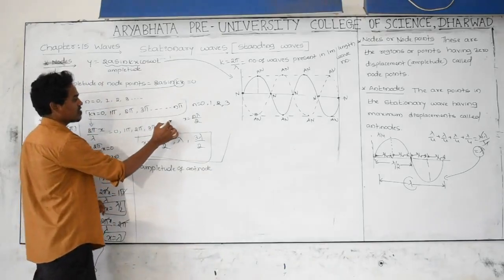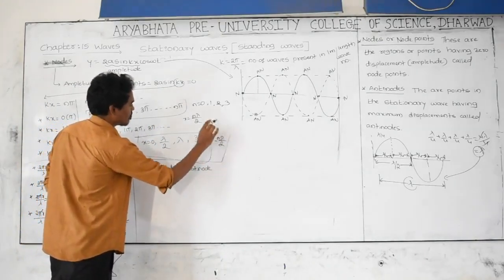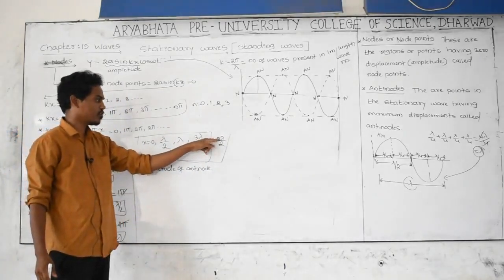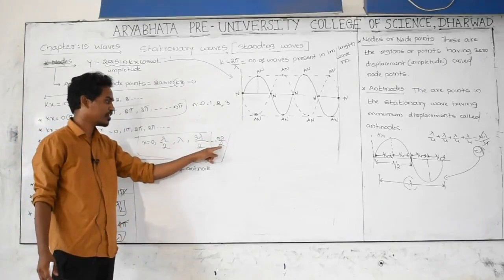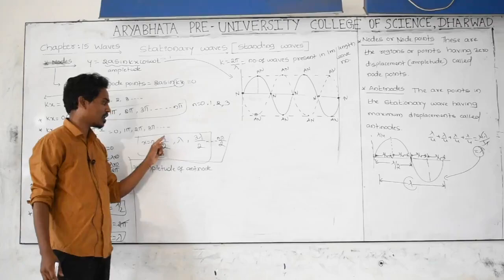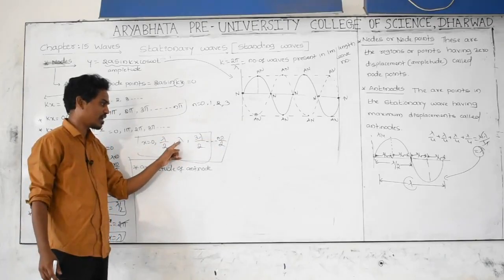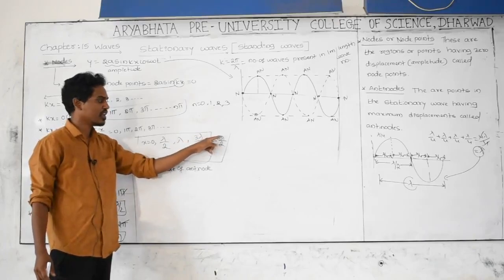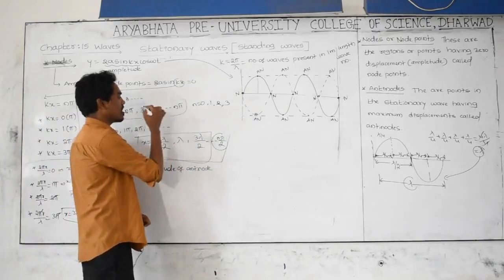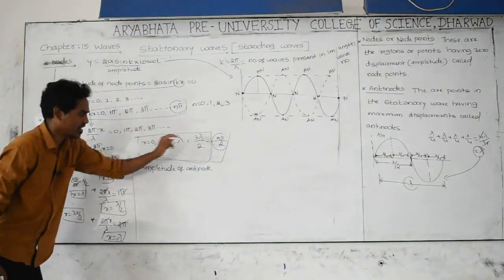Generally x can be written as n lambda by 2. If n is 0, 0 into lambda by 2, 0. If n equal to 1, lambda by 2. If n is equal to 2, the 2 gets cancelled, remaining is lambda. If n is equal to 3, 3 lambda by 2, yes. This is a general equation for path difference, and this is for a phase difference. This is phase and this is path.